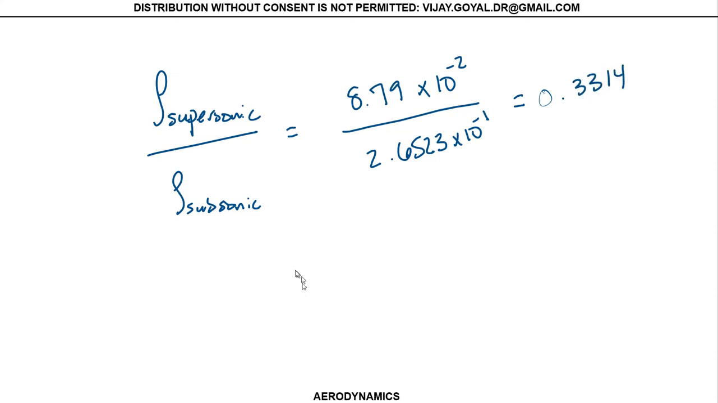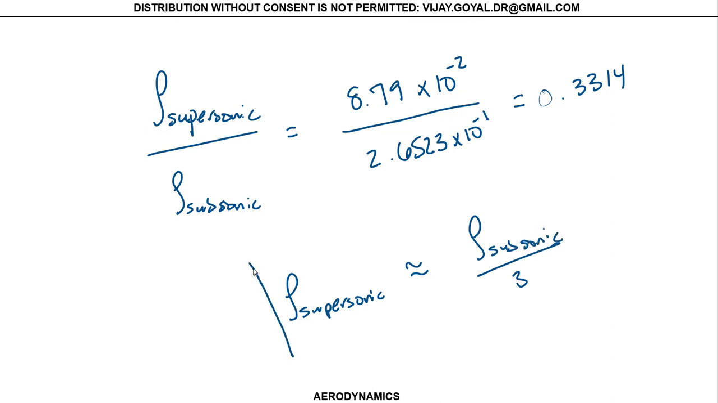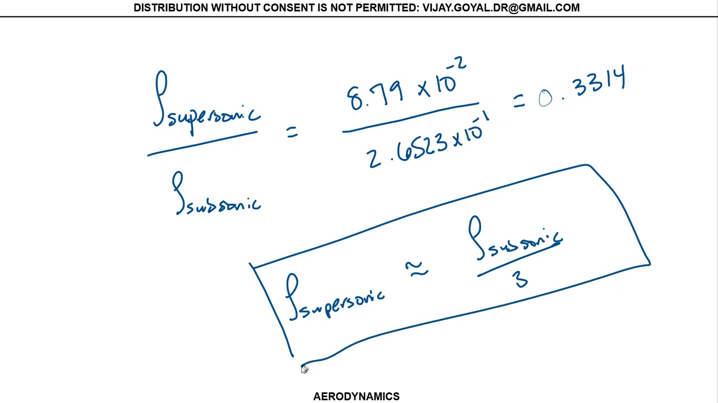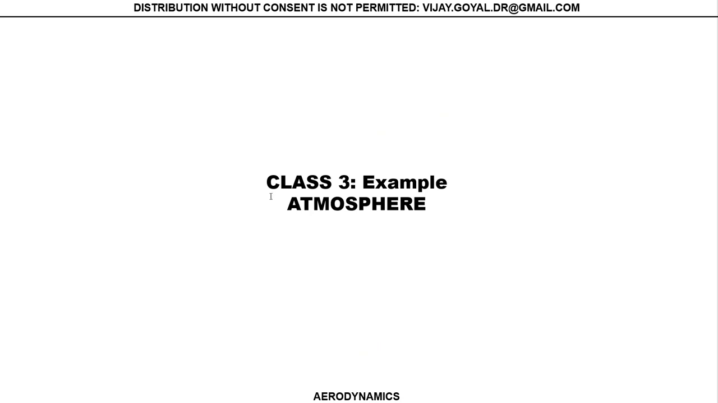0.334. So you're saying roughly that your supersonic aircraft is flying at a third of the air density of your subsonic aircraft. This is actually typically very true. It is about a third. So this concludes the example on atmospheric pressure.